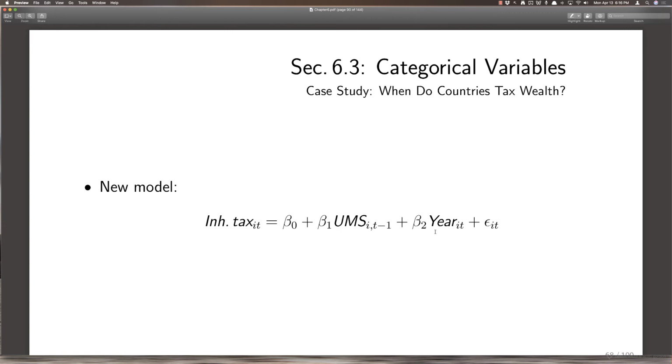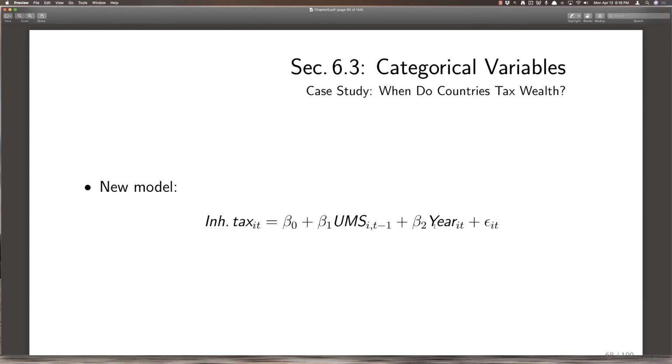All right. Now, if you only had a couple of years, you might think about the pros and cons of treating year as categorical. But for us, we've got 184, 183 years or whatever it is. We're going to treat year as just a regular old integer level variable. We can just throw it in as is.